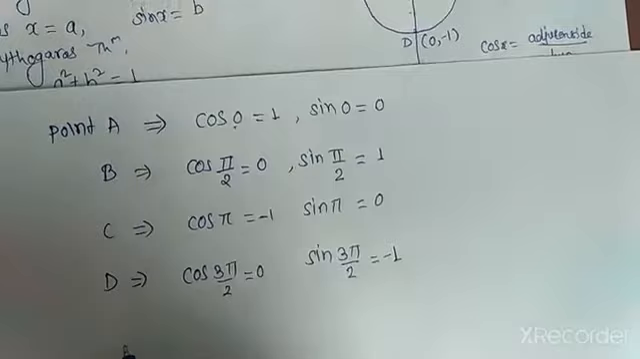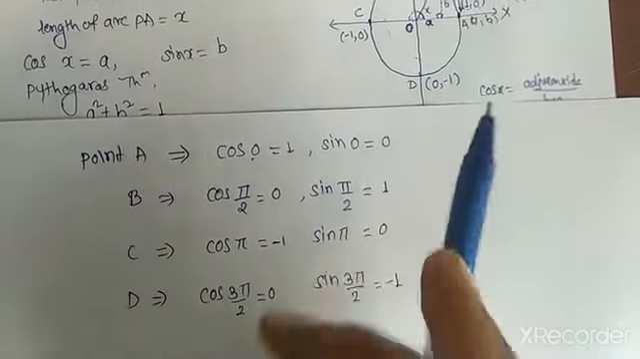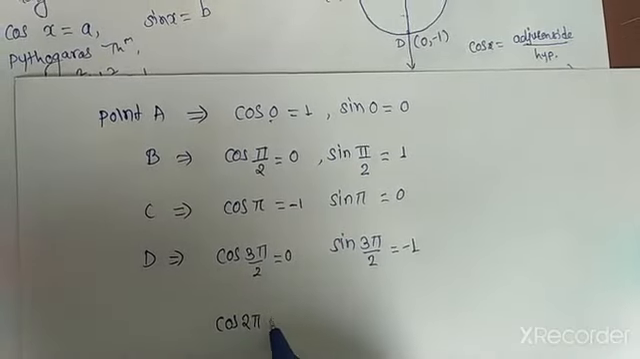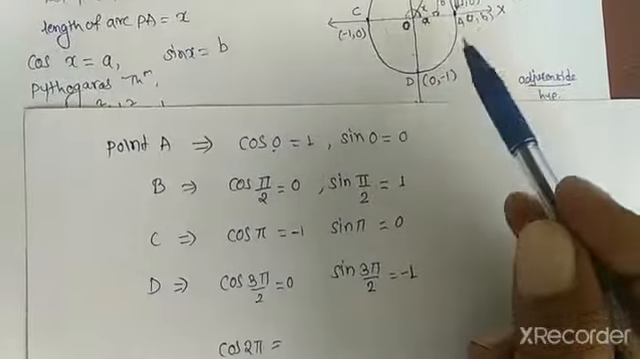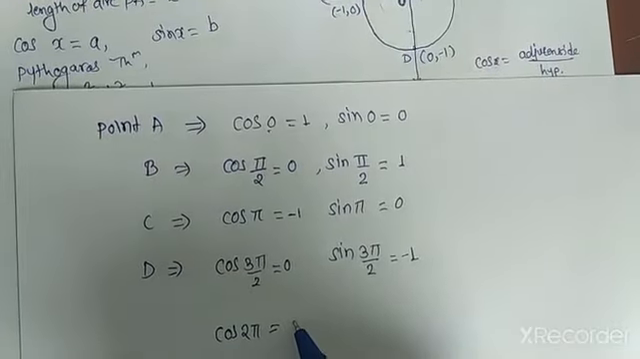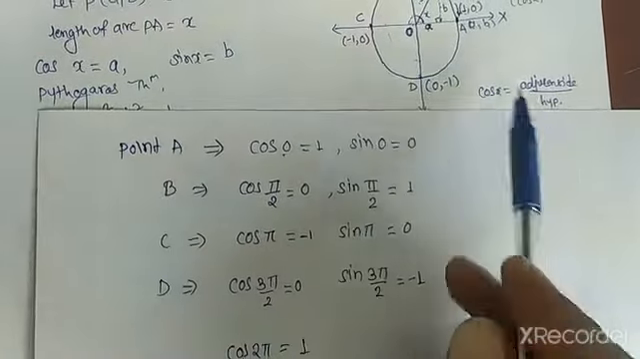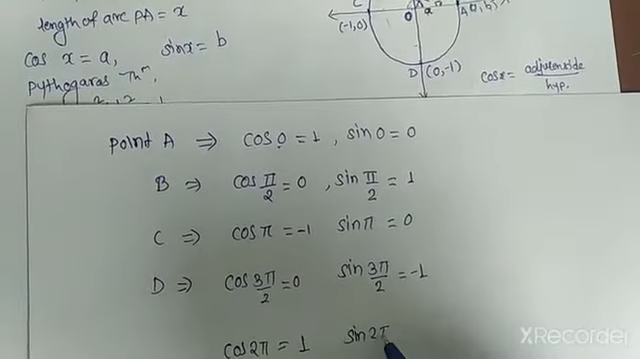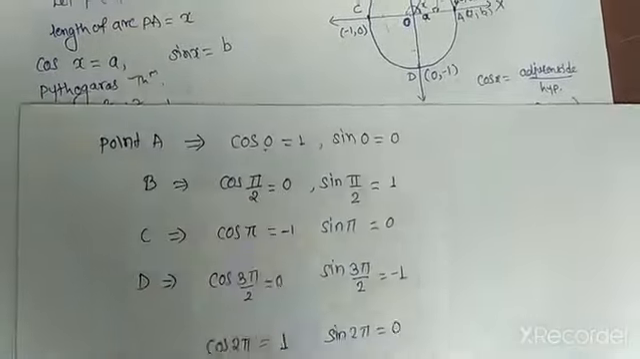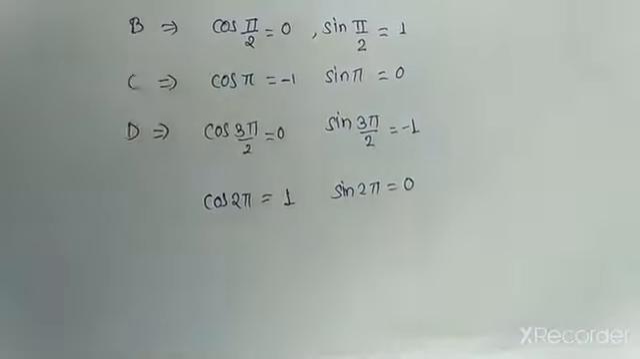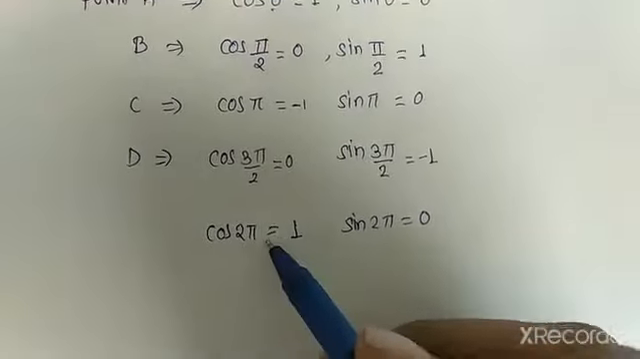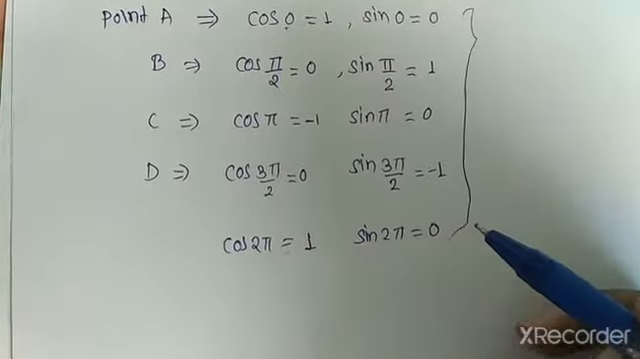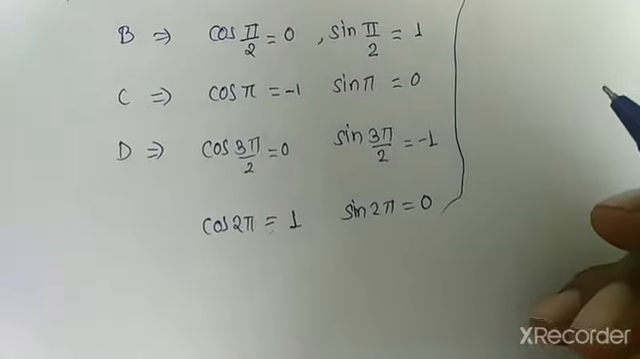Again, at point A, which means cos 2 pi, it is again 1. Here the cos value is 1 and sin 2 pi is equal to 0. Okay, so here we complete one revolution for the given cos and sin.